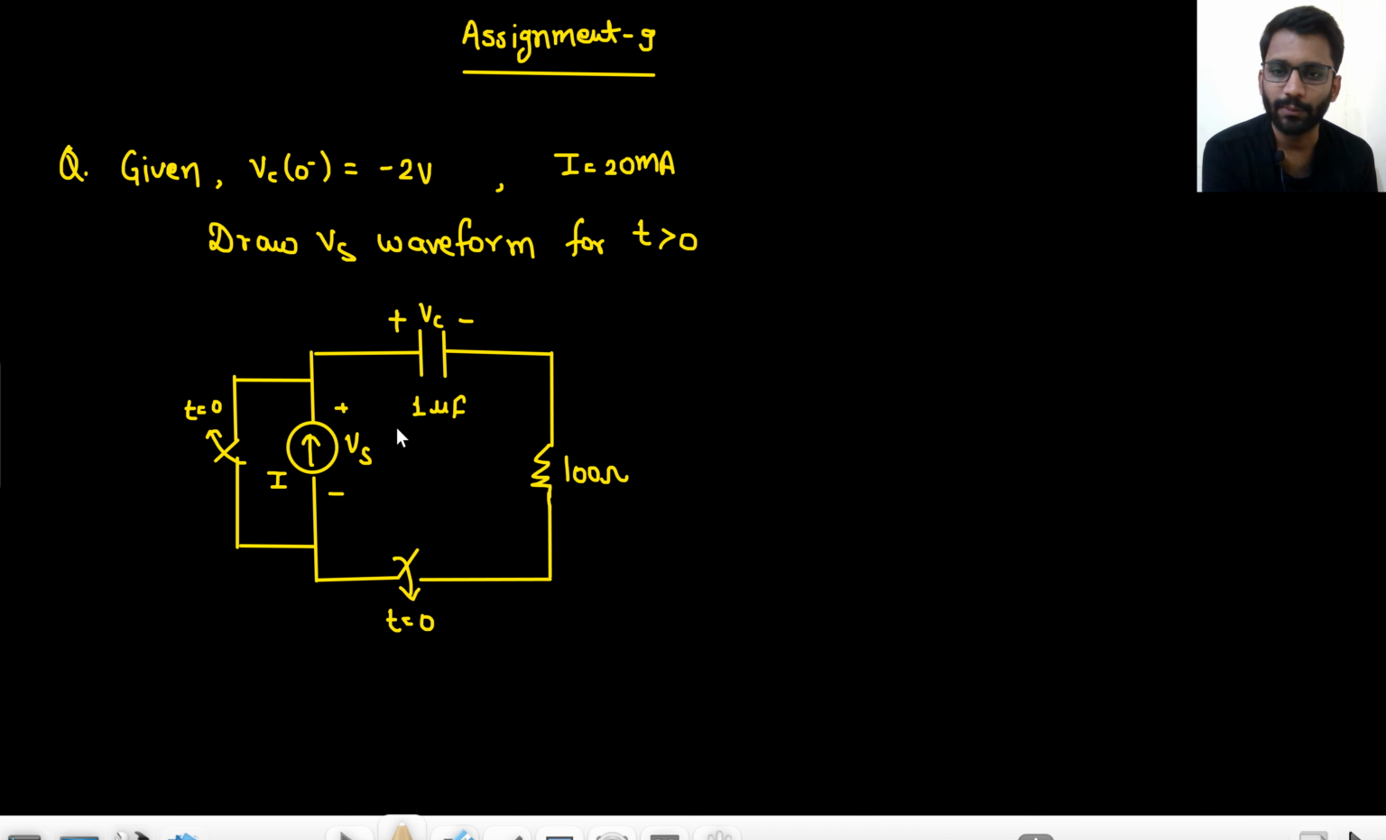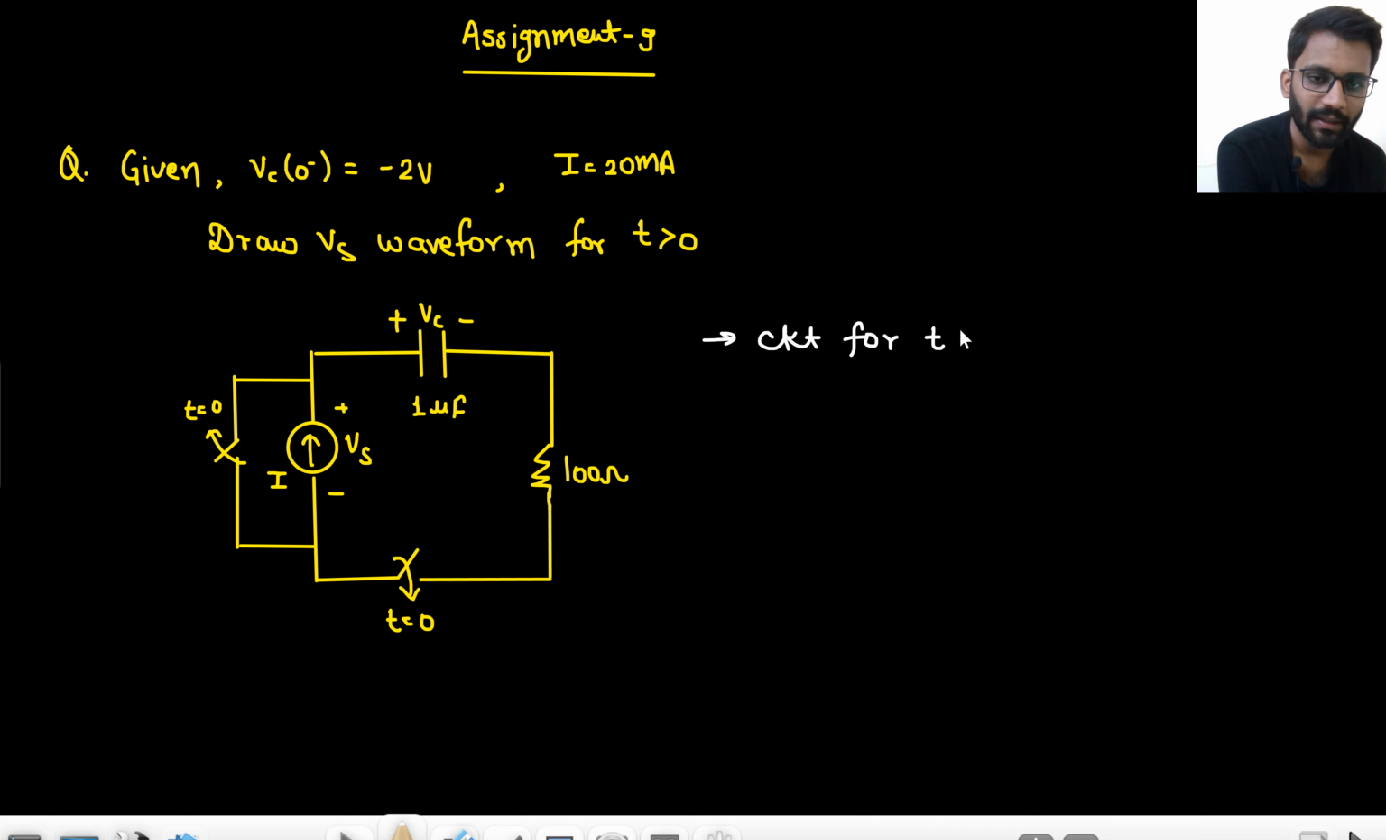So the initial voltage across the capacitor is given, that is minus 2 volt. The current value is 20 milliampere. You have to draw the Vs waveform, the voltage across the current source. So let's make the circuit for t less than 0. I have always said, always start from t less than 0, that means always start from t equals minus infinity. So, the circuit for t less than 0.